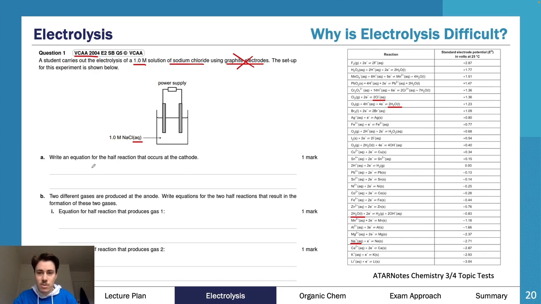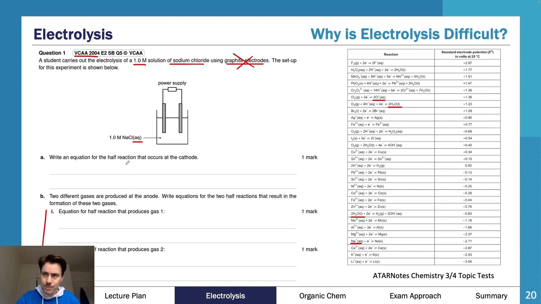And then it says, write a half equation that would occur at the cathode. And then it says 2 different gases are produced at the anode. Write equations for the 2 half equations that result in the formation of these 2 gases. So I've got an equation for the half reaction that produces gas 1, and an equation for the half reaction that produces gas 2. So I've got 2 gases producing at the anode. And as it says here, write an equation for the half equation at the cathode. So a bit of a confusing question because it's asking me about 2 half equations. And you're like, what's going on? Why do I need 2 half equations?